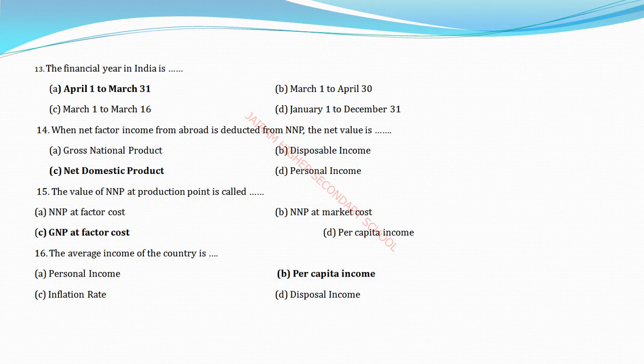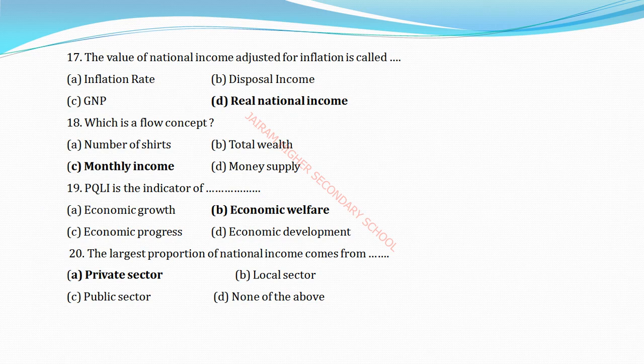Okay. The value of NNP at production point is called GNP at factor cost. The average income of the country is per capita income. The value of national income adjusted for inflation is called real national income. Which is the flow concept? Monthly income. PQLI is an indicator of economic welfare. The largest proportion of the national income comes from the private sector.